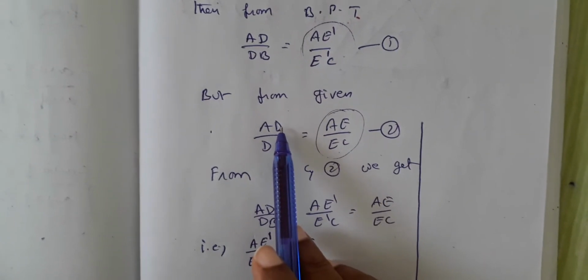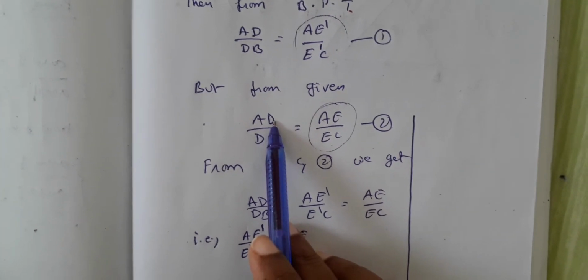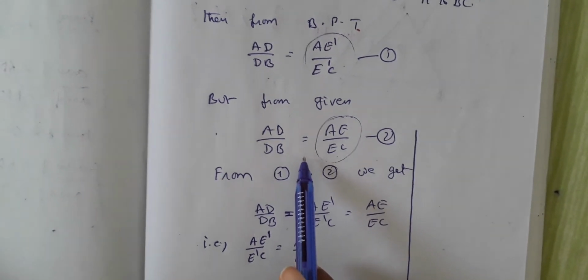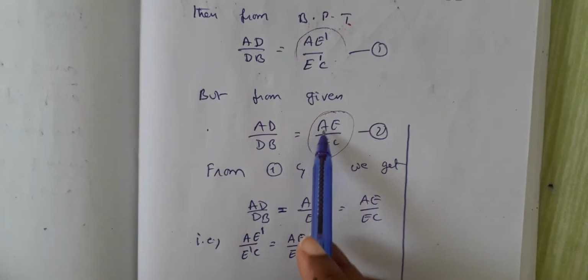From the given you have that this particular line DE is dividing AB and AC like this: AD by DB is equal to AE by EC.